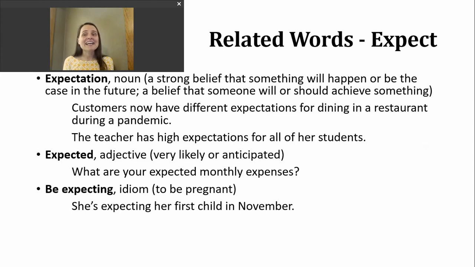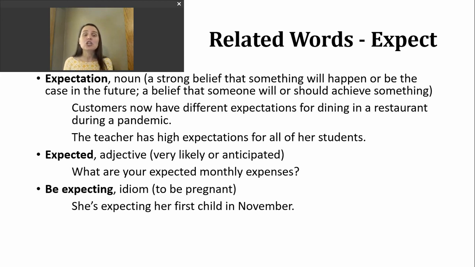Finally, today let's take a look at some words that are related to our verb expect. We'll start with the noun form, expectation. This can have a couple different meanings. The first is a strong belief that something will happen or that something will be the case in the future. Here's an example of that meaning in a sentence. Customers now have different expectations for dining in a restaurant during a pandemic. So, our beliefs about what should happen or will happen are different now than they were 6 months ago.